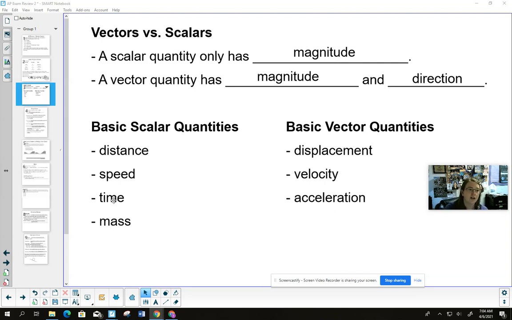Acceleration, same thing, a vector. Time and mass are scalars. Mass is obvious, but that is considered a scalar quantity. Mass has no direction. So I just wanted to review those two concepts again. With scalars versus vectors, we'll want to be careful when we're working with vector and vector combinations. We need to make sure we understand what the direction is as well. So I just want to start there.